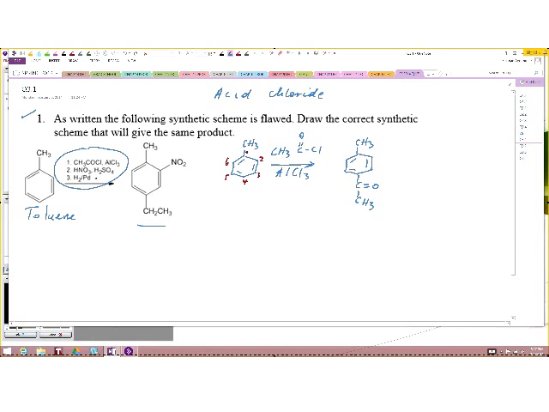Now the next step. Step number 2. What does that reagent do? Nitration. And what does it do specifically? It will replace a hydrogen on benzene with a nitro group, right? So now we have this. Nitric acid in the presence of sulfuric acid gives you nitration. In other words, we are going to introduce a nitro group into the benzene ring.